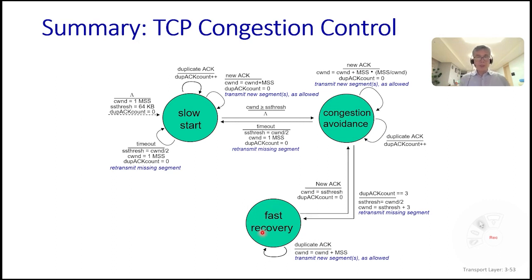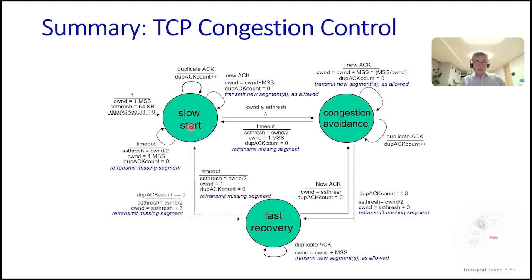Okay, so we have the event and the action. This diagram shows how this happens. Slow start, and then when cwnd is greater than or equal to the slow start threshold, we transition to congestion avoidance. So do this at the acknowledgment, and this is important.